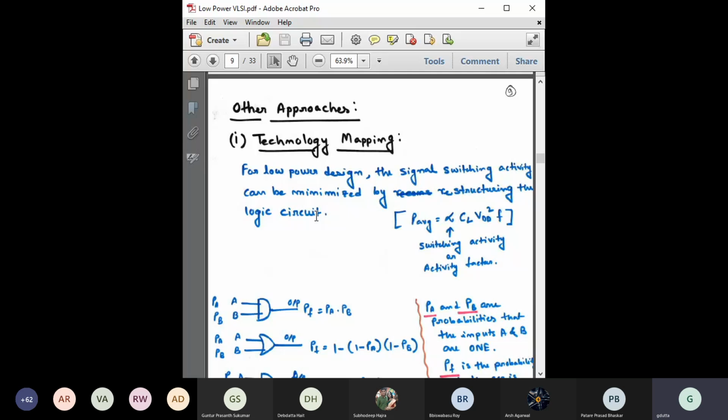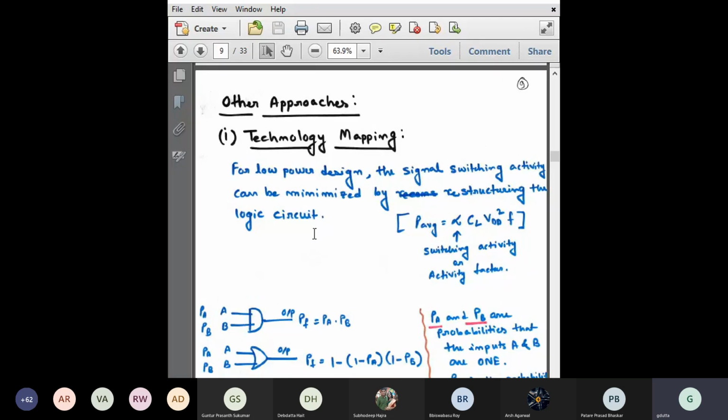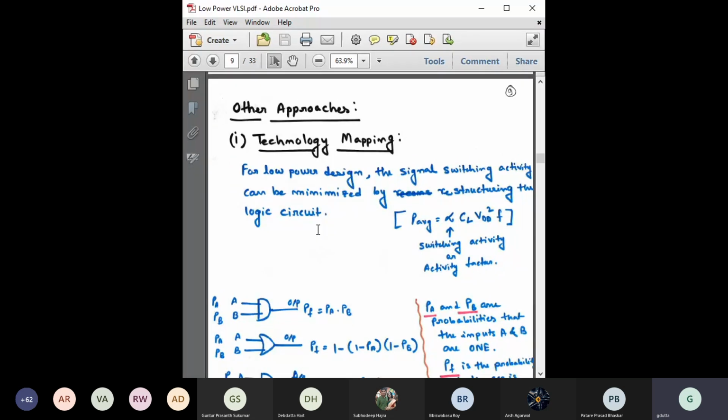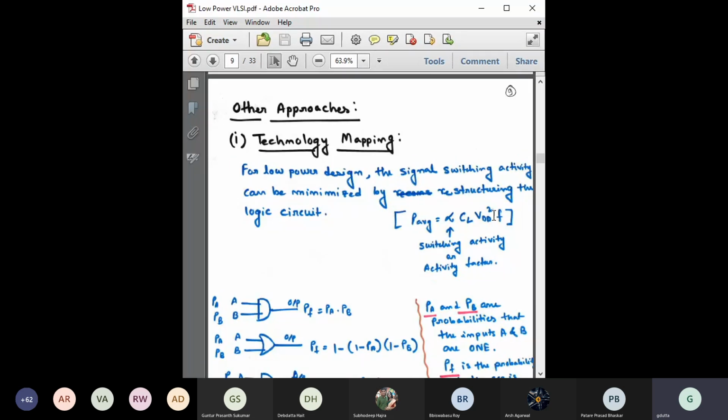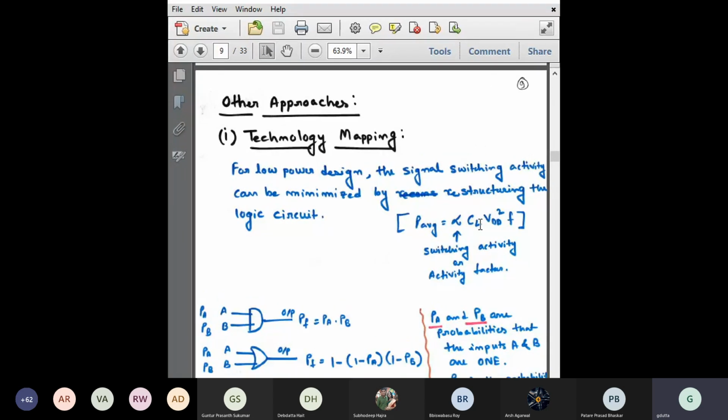There are other approaches as well, which is called technology mapping. So basically in technology mapping, let us consider from this point. We have seen the average power dissipation is alpha CL VDD squared. We have already considered what will be the effect of reducing VDD and how you can reduce this VDD. What about CL? We have also considered how you can minimize the CL.